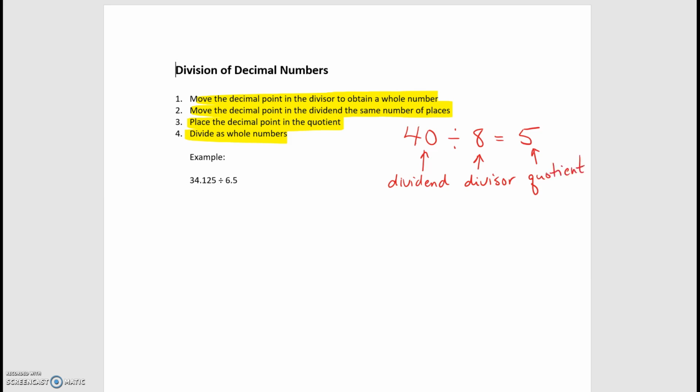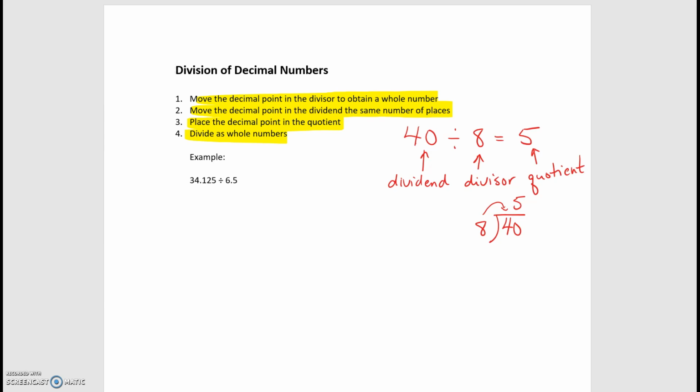And sometimes we'll see it written like this. The dividend is underneath with this symbol to indicate division. 8 is the divisor, the number going into 40. And 5 is the result or the quotient.